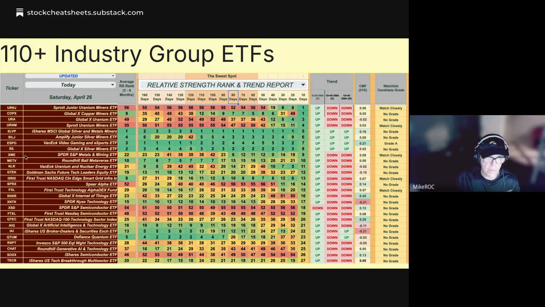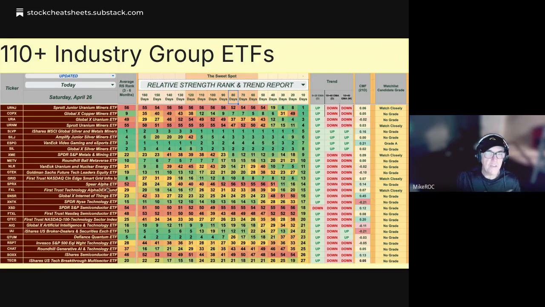So it looks like metals and mining have a pretty good future ahead, and we're going to watch that area closely. I didn't spend time talking about ESPO. That's a persistently strong stock or ETF. We do a deep dive in the article, though, but that's definitely a grade A stock meeting all of our criteria.